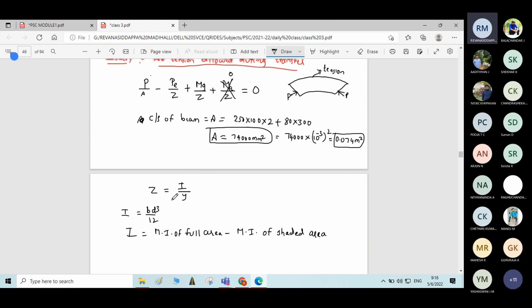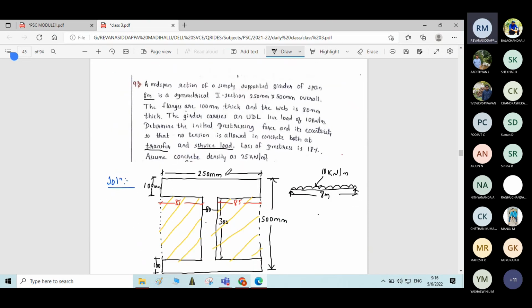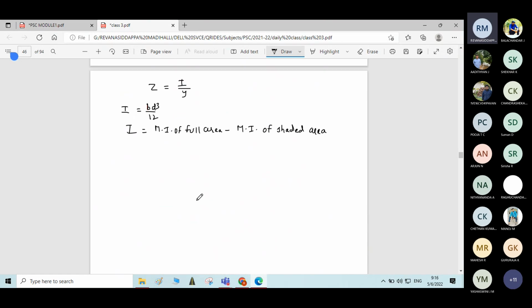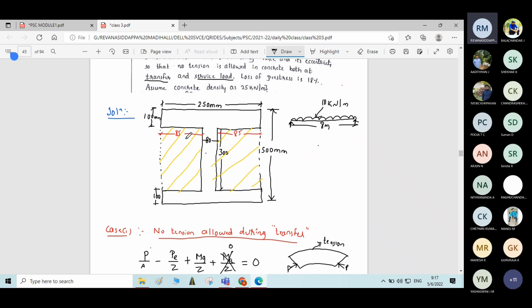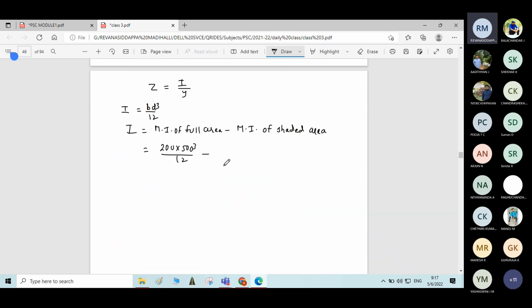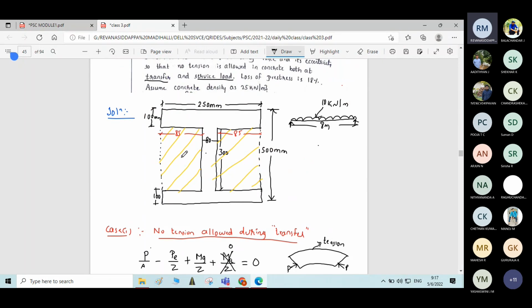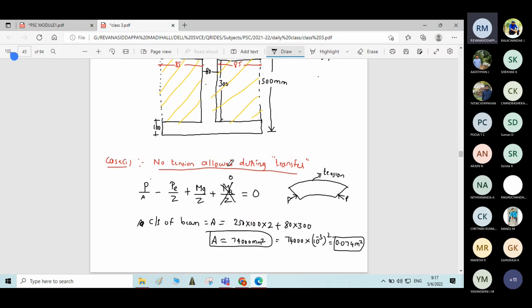So moment of inertia of the full area: overall width is 250, overall depth is 500. Therefore, it is 200 into 500 cube divided by 12, minus moment of inertia of the shaded area. There are two shaded rectangles on either side. First, you calculate moment of inertia of any one rectangle. 85 is the width of the rectangle, 300 is the depth of the rectangle. Therefore, it is 85 into 300 cube divided by 12, into 2. Why into 2? There are two such rectangles having hatched portion.